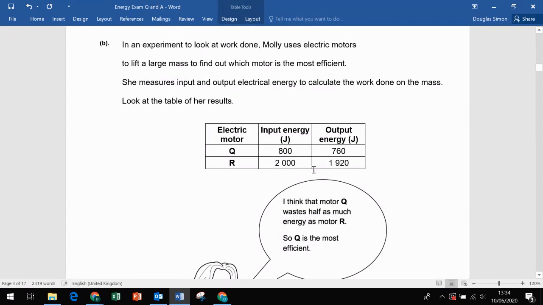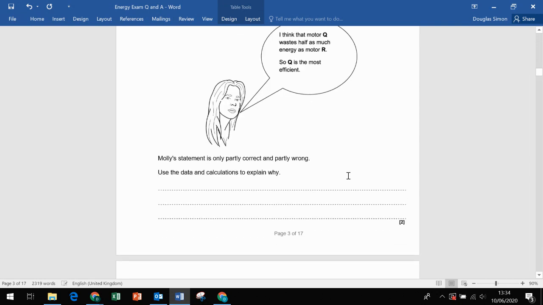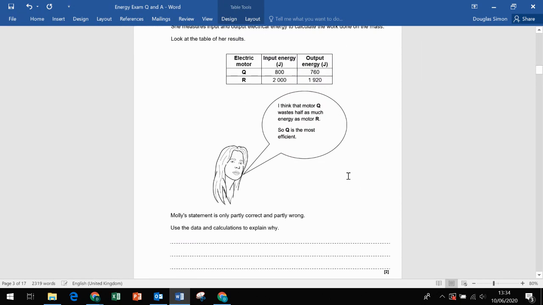All right. In an experiment to look at work done, Molly uses electric motors to lift a large mass to find out which motor is the most efficient. She measures input and output electrical energy to calculate the work done on the mass. Look at the table of her results. She says, I think that motor Q wastes half as much energy as motor R, so Q is the most efficient. Molly's statement is partly correct and partly wrong. Use the data and calculations to explain why.